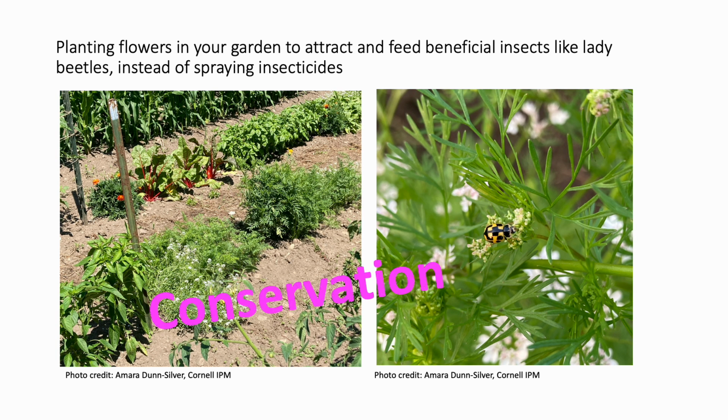This is conservation biocontrol. By planting flowers that feed insect natural enemies and avoiding the use of insecticides, the gardener is supporting existing populations of natural enemies in and around the vegetable garden.